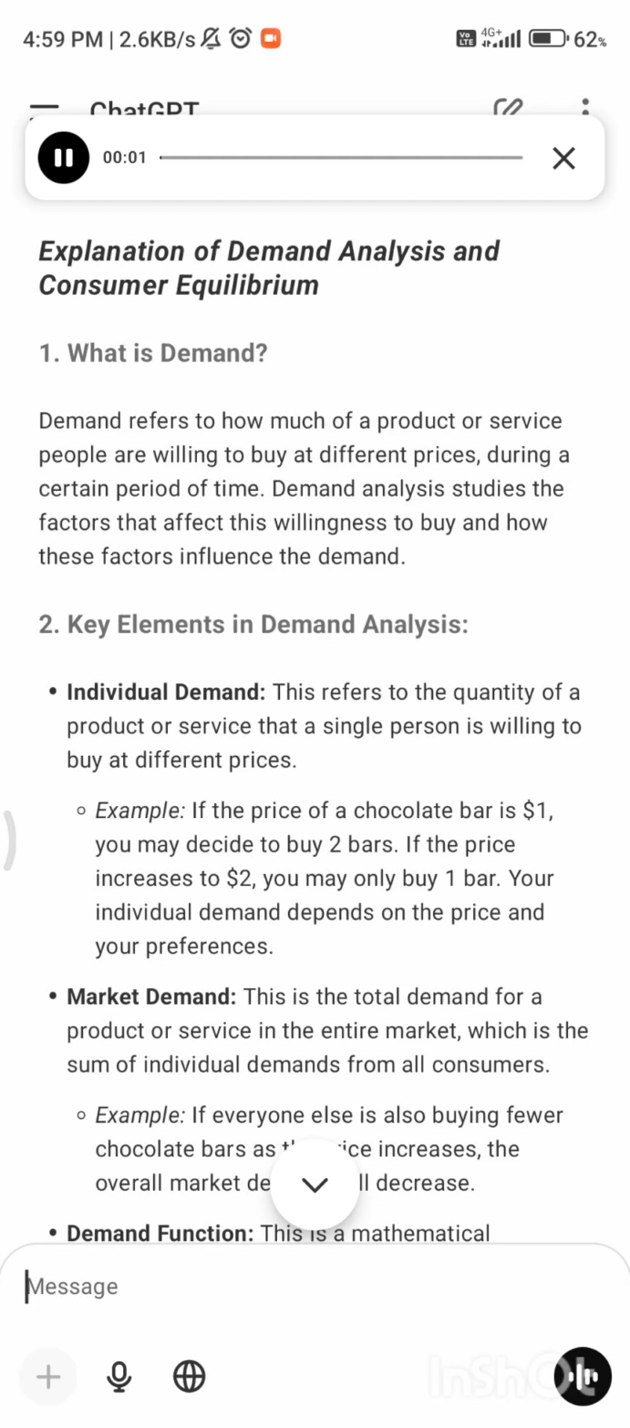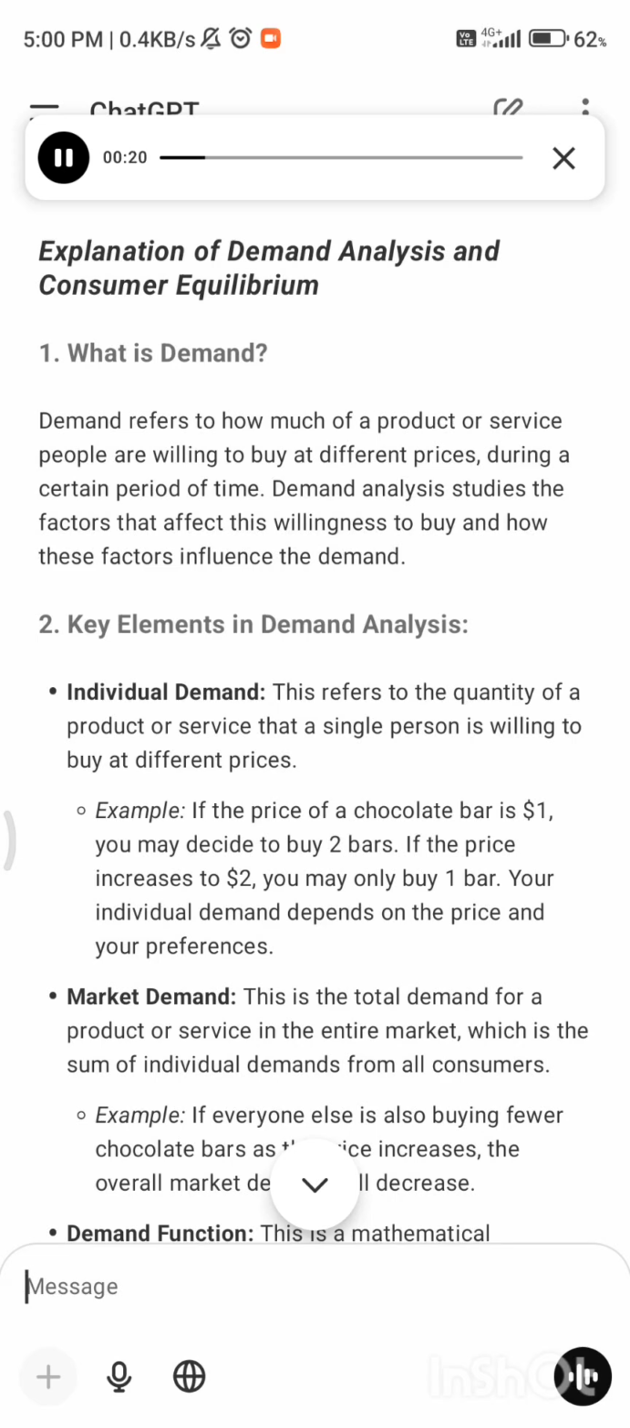Explanation of demand analysis and consumer equilibrium. 1. What is demand? Demand refers to how much of a product or service people are willing to buy at different prices during a certain period of time. Demand analysis studies the factors that affect this willingness to buy and how these factors influence the demand.